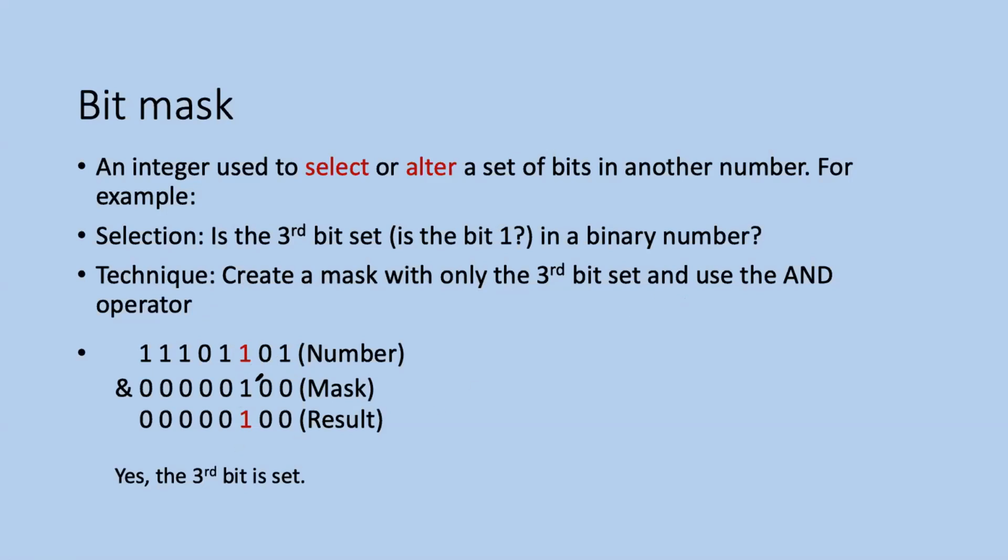So this is my mask. What I did was, everything is 0 except that third bit that I'm checking, and I'm using the AND operator. If my result comes out as 1, then yes, the third bit is set. That's one technique, one area of bit masking: selecting a bit. And next we'll talk about how to alter it. Sometimes we have to edit, update.